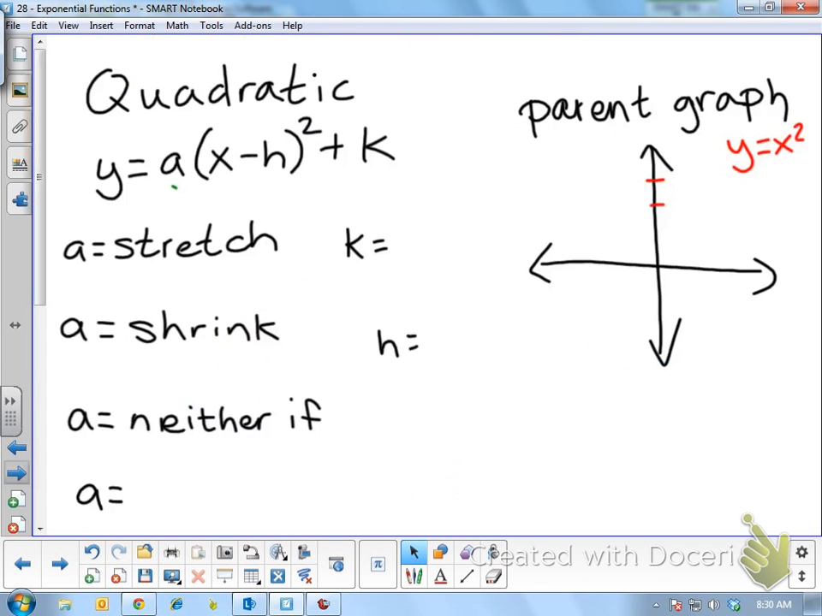So next, we also talked about how to graph a quadratic. So we're going to review how to graph a quadratic again. We're probably not even going to make it to exponentials today. This will go over 2 days.